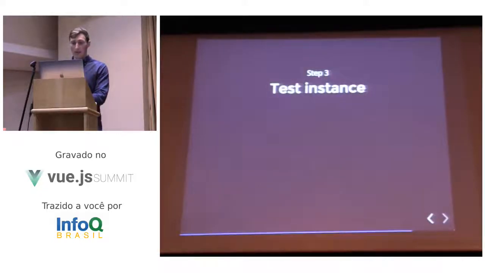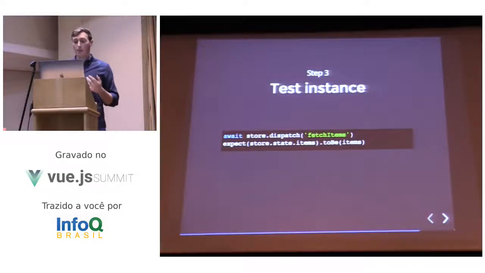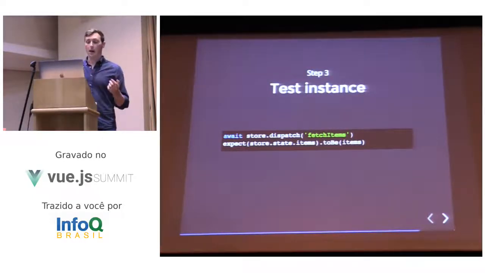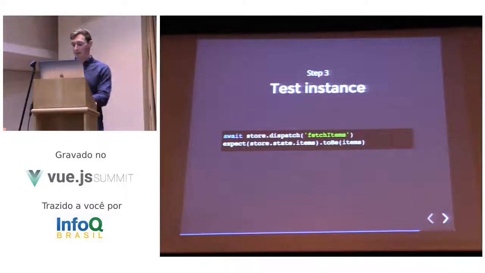Okay, cool. Now step 3 is pretty easy. We just test it. And when you're testing a store, like I said, you're just going to treat it like you would in an application. So in our case, we're going to dispatch fetch items and then assert that the item's value has updated.